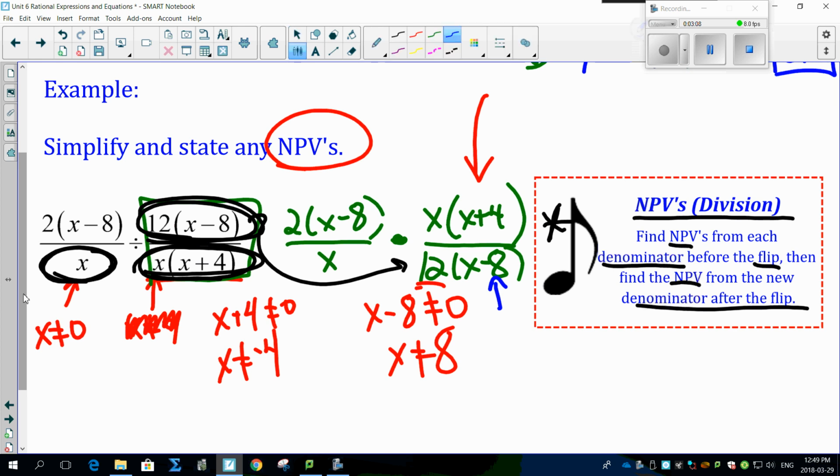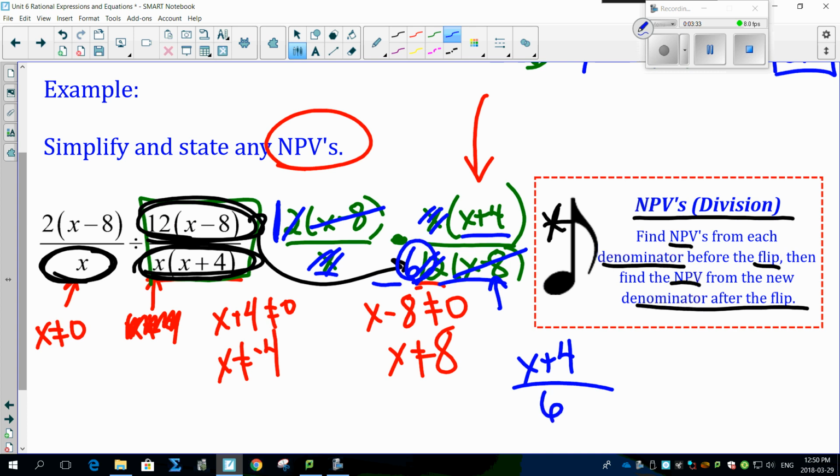But now take a look. Everything is so beautifully set up for you. It's crazy. Watch this. You can just cancel the x minus 8s. You can cancel the x here and here. 2 goes into itself once, into 12, 6 times. So look what you have. 1 times x plus 4, so x plus 4, over, the only thing that's left is 6. Look at that. That's your answer after canceling.